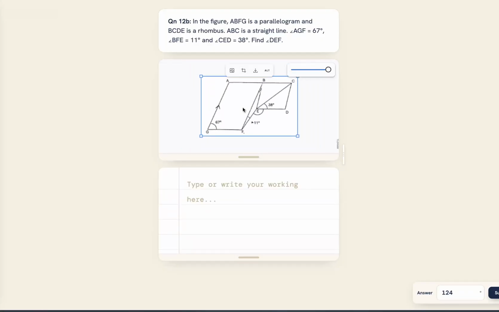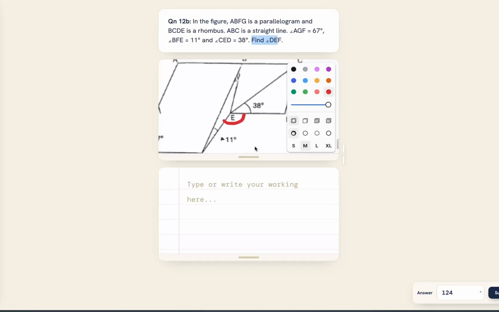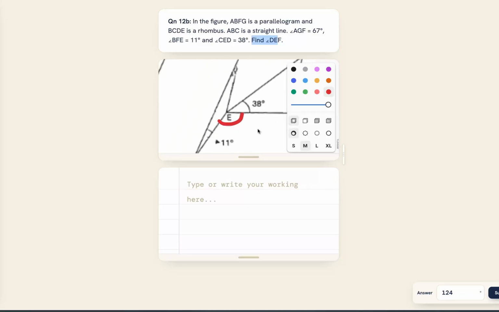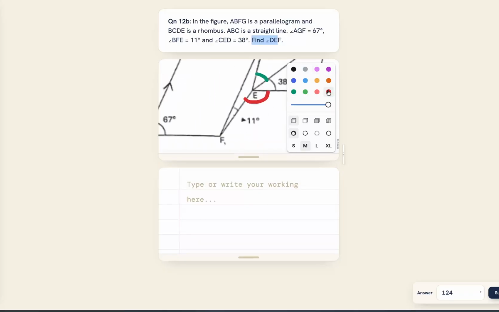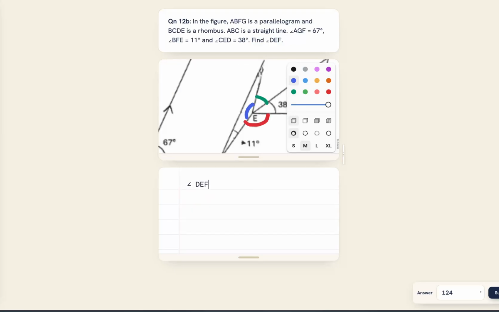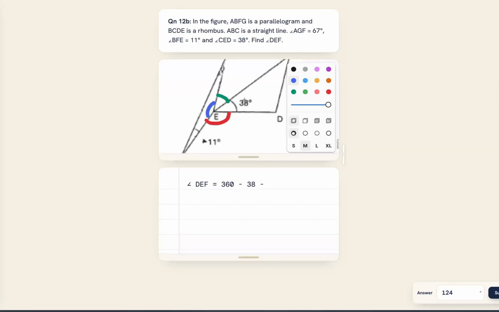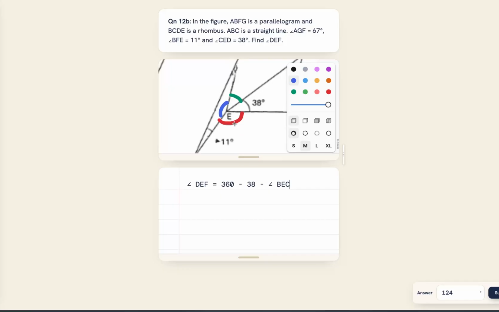So question 12, part B, we want to find angle DEF, which is in this case this over here. So how do we find it? We need a couple of angles. The first one is this angle, angle BED. The other angle that we need to find is this angle over here, which is FEB. So angle DEF is basically 360 minus 38 minus angle BED, and then minus angle BEF.